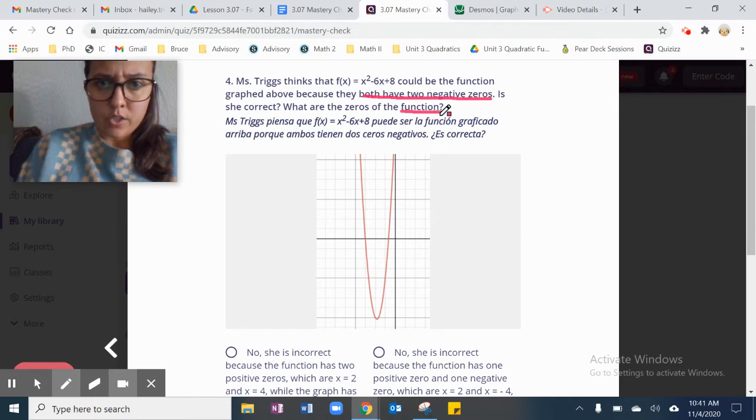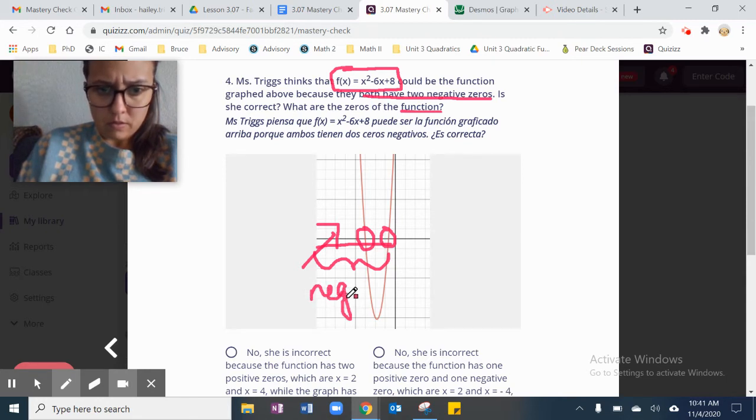Well, the function is this guy. And Ms. Triggs, myself, is claiming that this has 2 negative and this has 2 negative. This certainly has 2 negative, right? Because they're on the left side of the x-axis, that's where everything is negative. So we need to factor this to see if I'm right.